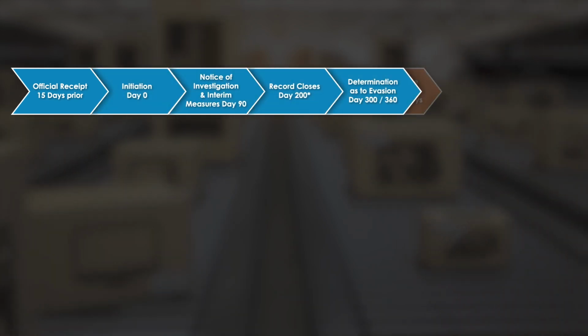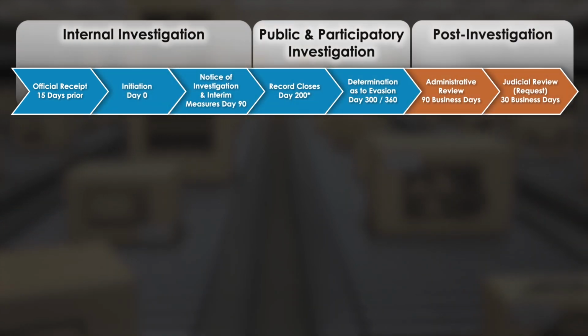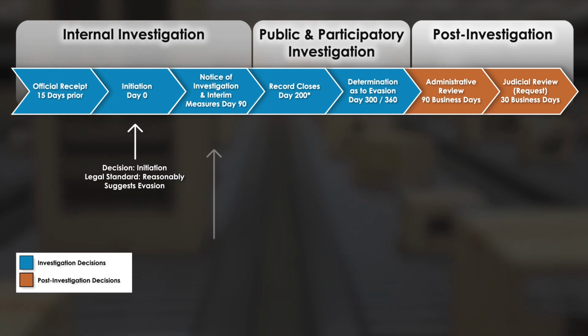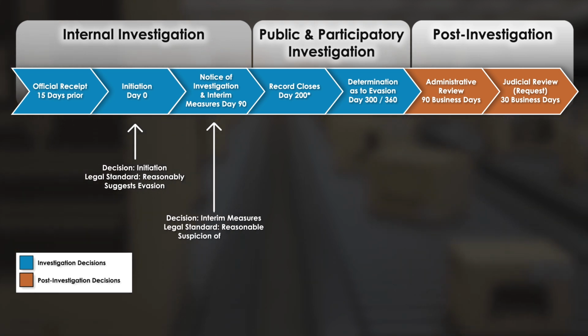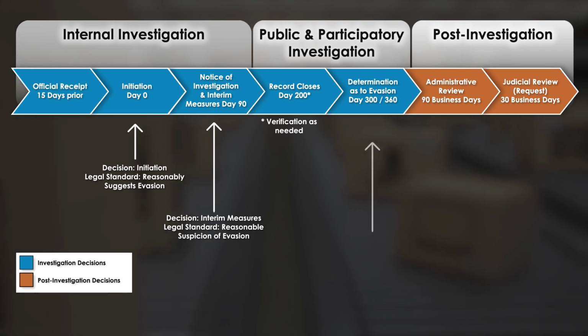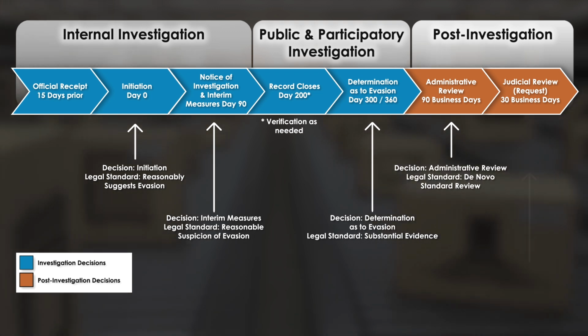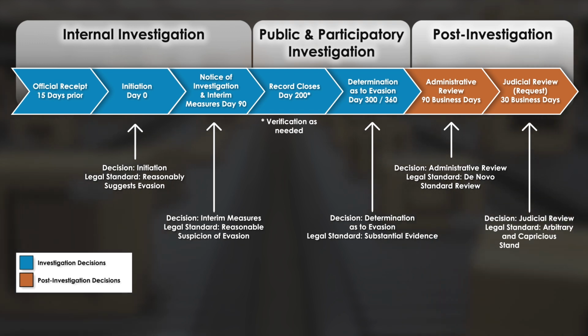After CBP receives a properly filed allegation from an interested party, it has 15 business days to determine whether to initiate an EAPA investigation. Parties to the investigation will be informed of the initiation and outcome of the investigation. There are set timelines for determining applicability of interim measures to protect the United States from revenue loss. For example, 90 days from initiation of an investigation.